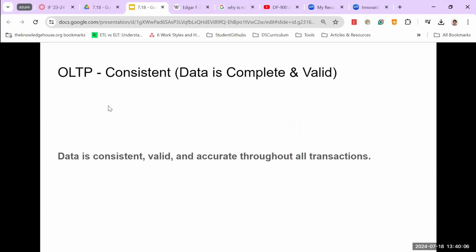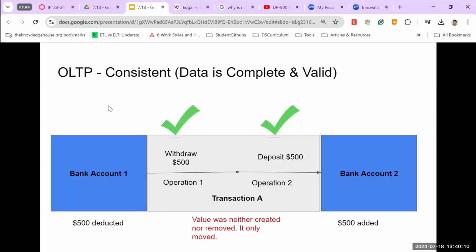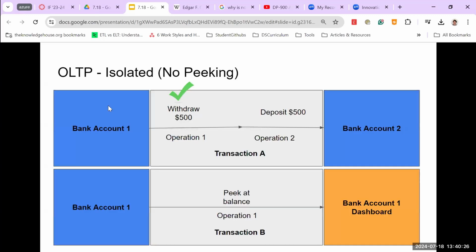Data is consistent, valid, and accurate throughout all transactions. We do not have rounding errors. We do not have any sort of state that invalidates this data. $500 was sent, $500 was received. Nothing more, nothing less. All right, next up, everyone, we have isolation.